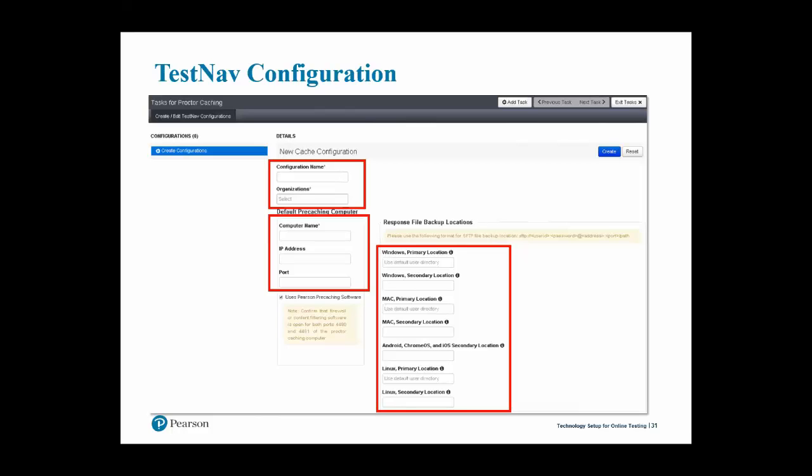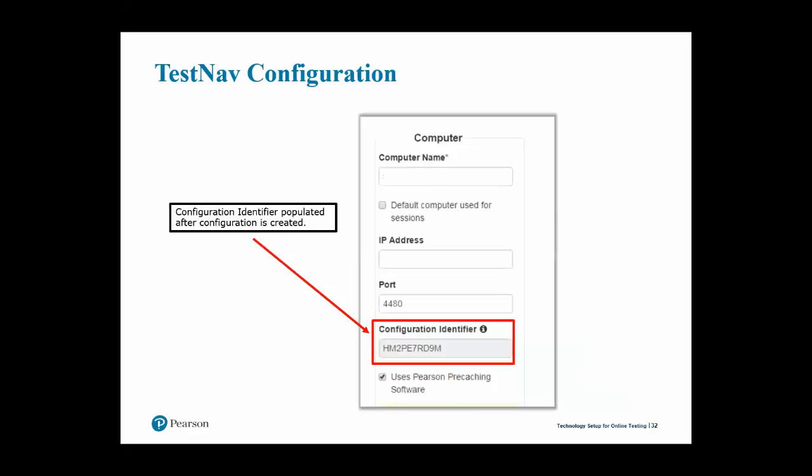So after you have all the information entered in here, you'll select create, and then that will be the TestNav configuration that you've created. And again, after you have created your TestNav configuration, you'll be able to see a section under Configuration Identifier that is now populated with that configuration ID. That's the ID that you can use to run the app check to test your Proctor Cache connection from that TestNav testing device.